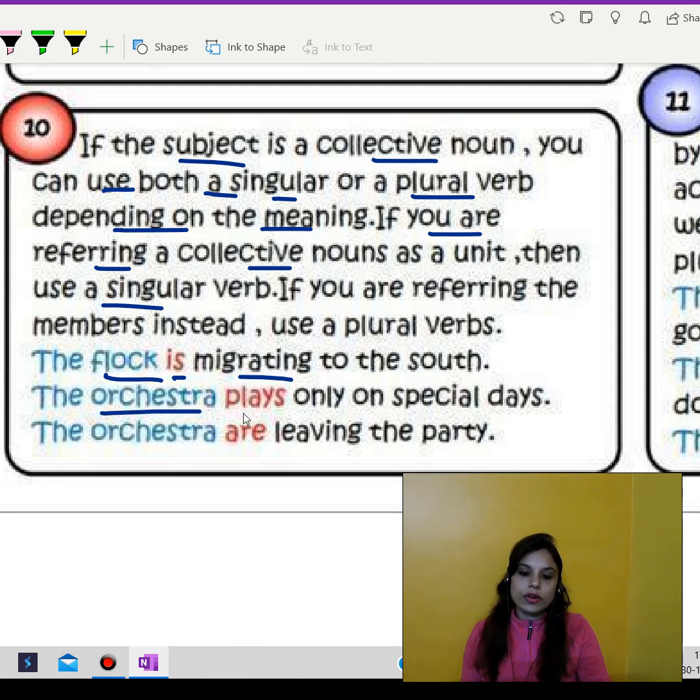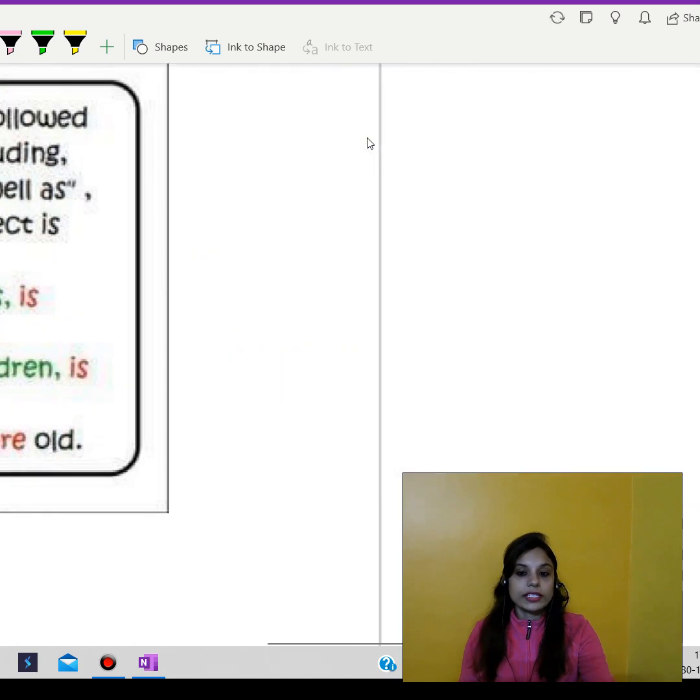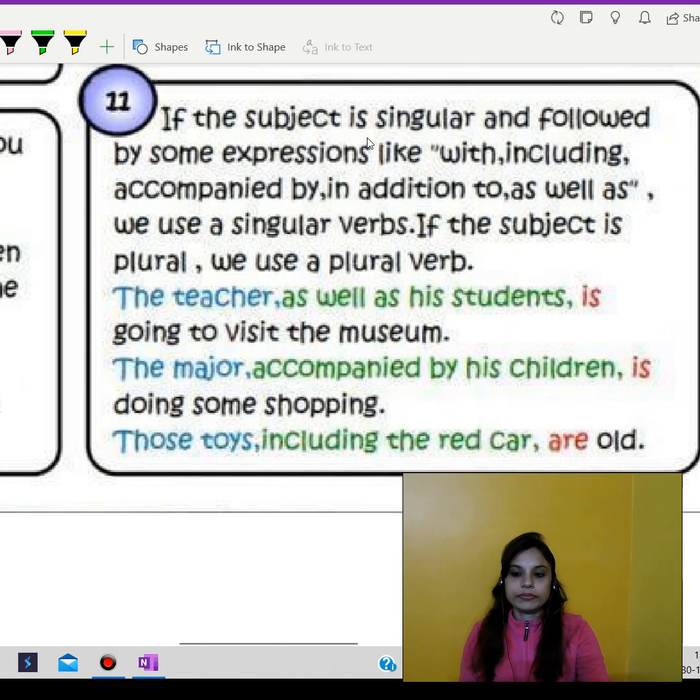Then the orchestra plays only on special days. So orchestra, that's why singular verb plays. The orchestra are leaving the party. Okay, the orchestra are, see it depends on where it's placed and how the sentence is written. So both singular and plural verbs can go depending on the sentence that is written or given to you.